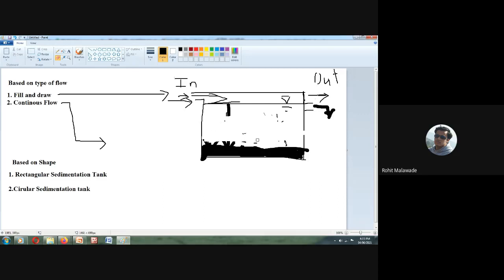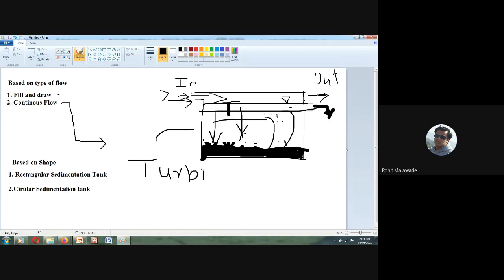Now, what will happen is, if we don't remove these particles, whatever the settled particles are there, due to this particular impact, again the particles will come up. And then again, you are going to get too much turbid water in the tank.